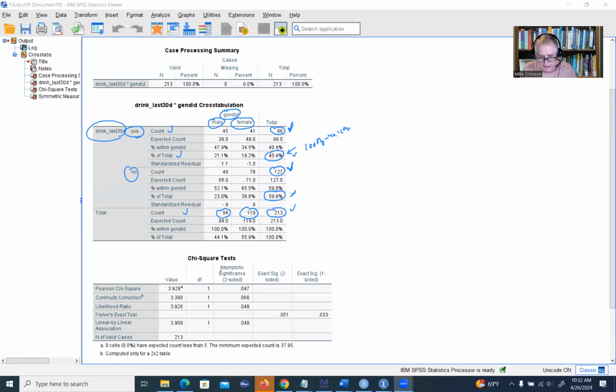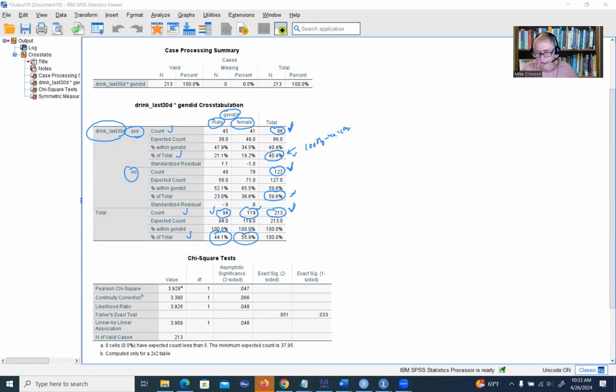And so as we're looking at this, you can see that we have a percentage of total that's given right here. So in this particular case, if we take the 94 and divide by the total sample size of 213, multiply by 100%, that tells us that 44.1% of our sample identified as male. If we take 119, divide by 213, multiply by 100%, that's going to tell us that 55.9% of our sample identified as female. And these are cutting across the drink categories of yes or no.